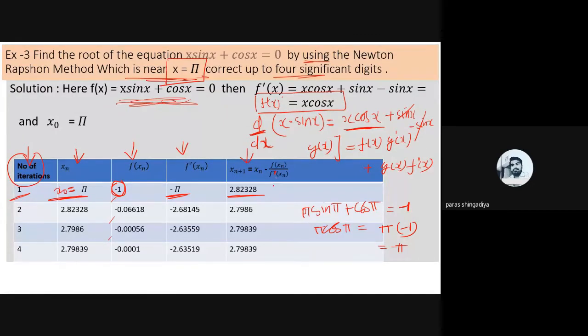Now this one: x0 minus f of x0 upon f dash of x0. x0 we have as pi, f of x0 is -1, and f dash of x0 is minus pi. So use it here and check the output. Consider x0 minus, that is -1 upon pi. Clear? f of x0 is -1, and f dash of x0 is minus pi. So you will get this form in the calculator: pi plus 1 upon pi, since minus minus becomes plus 1 upon pi.